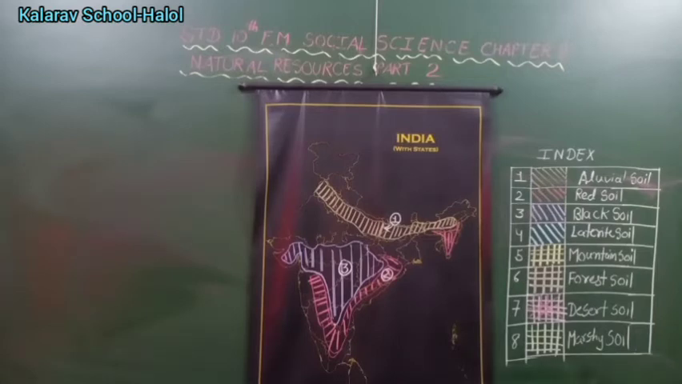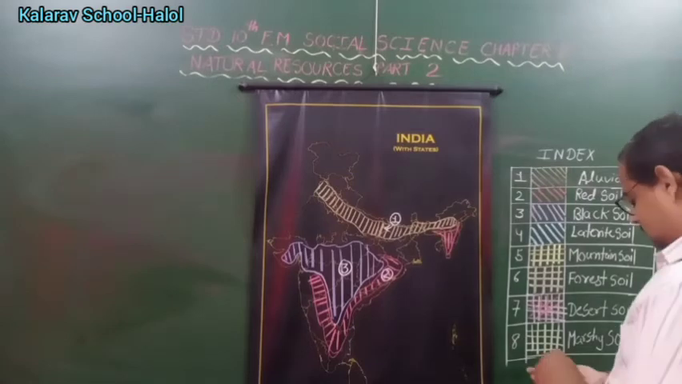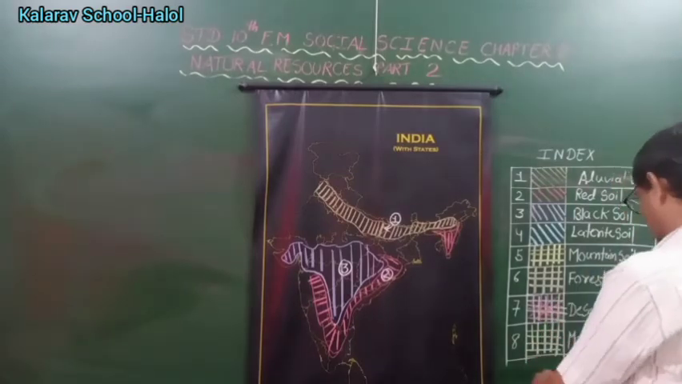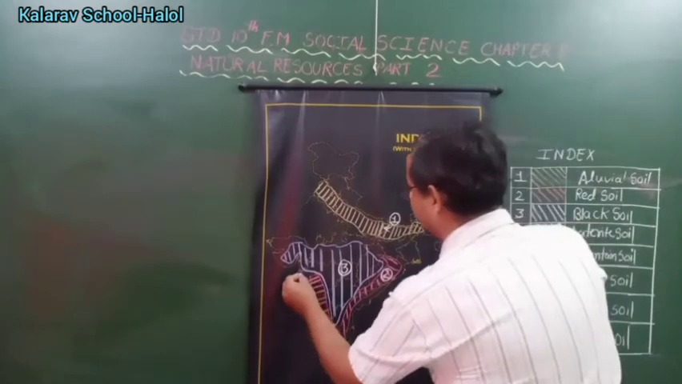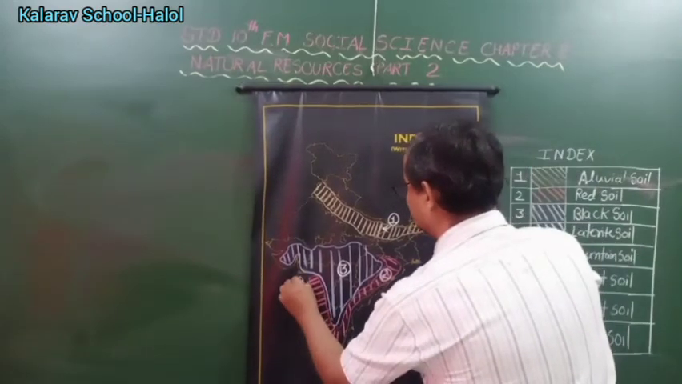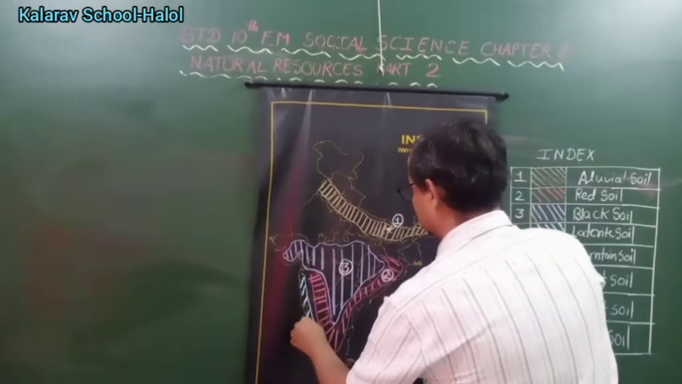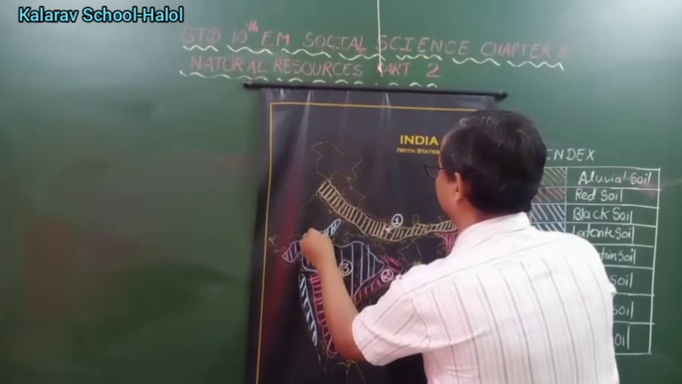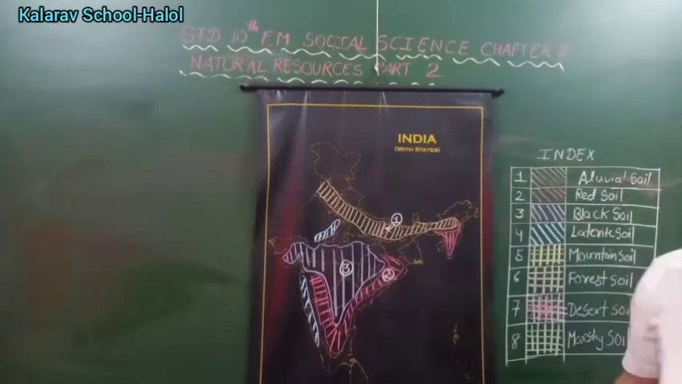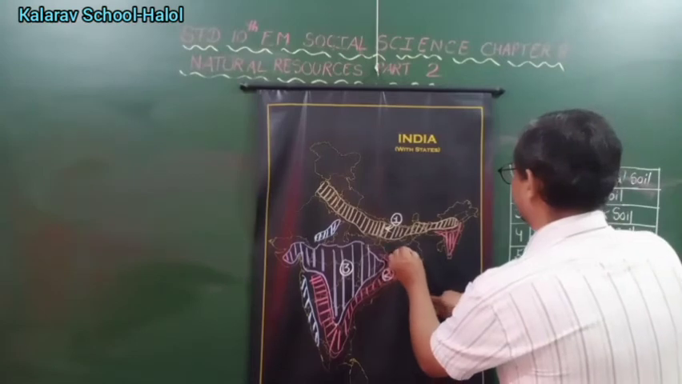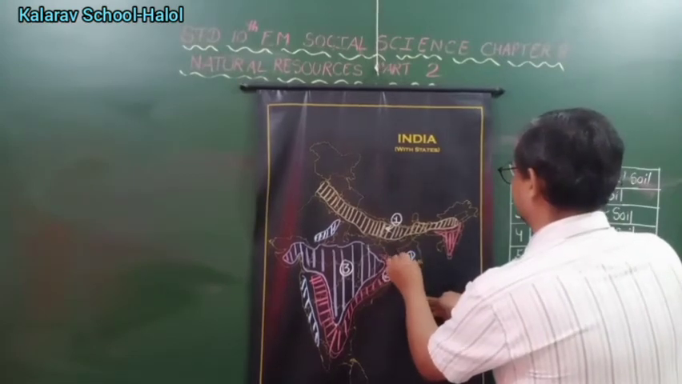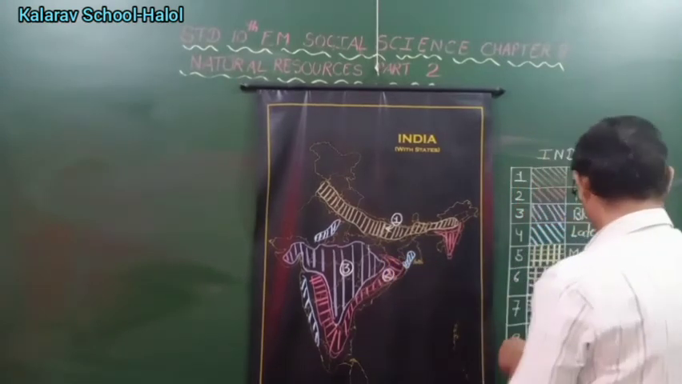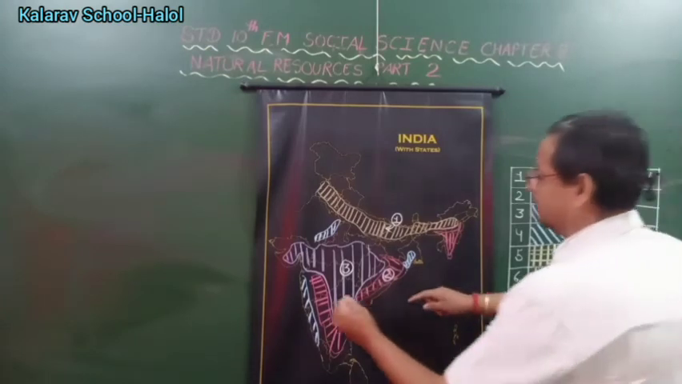Next is your laterite soil. Laterite, its color is blue. In the Konkan region you will get it. In certain parts of Rajasthan, here also you will get it, and here also you get it. So this is laterite, your number 4.